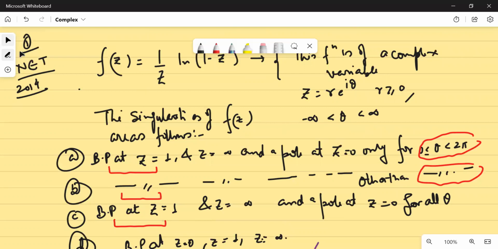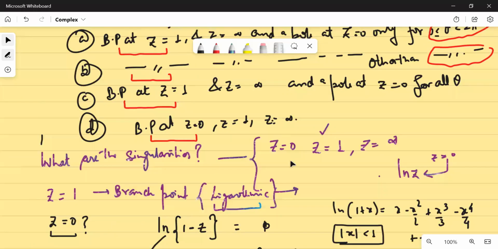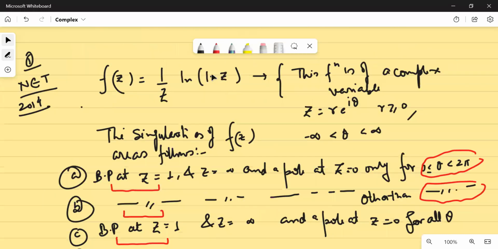Now the question option says that it has a branch point at z equal to 1. That is clearly true, because in any case a logarithmic function has a branch point at z equal to 1. Clearly, you can see, and you can also verify it further. But even if you don't want to verify it, you can clearly see that the options suggest so. So there is a branch point at z equal to 1 in any case.